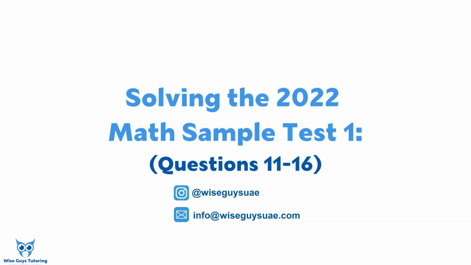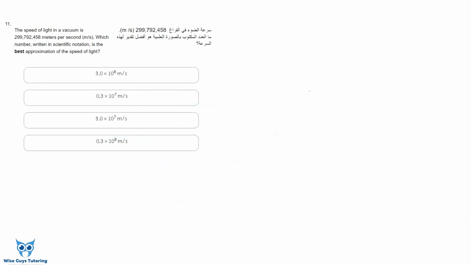Okay, let's get started. Question 11 says, the speed of light in a vacuum is 299,792,458 meters per second. That's fast. Which number, written in scientific notation, is the best approximation of the speed of light?